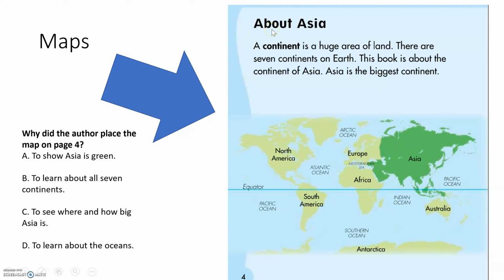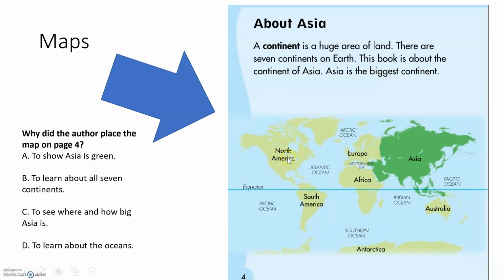So we're going to start here at the top. The heading up here at the top says About Asia. So we know this page is going to tell us a little bit about Asia. A continent is a huge area of land. There are 7 continents on Earth. This book is about the continent of Asia. Asia is the biggest continent.